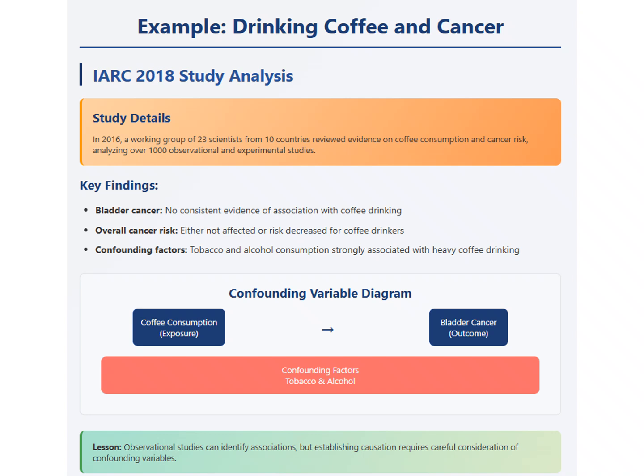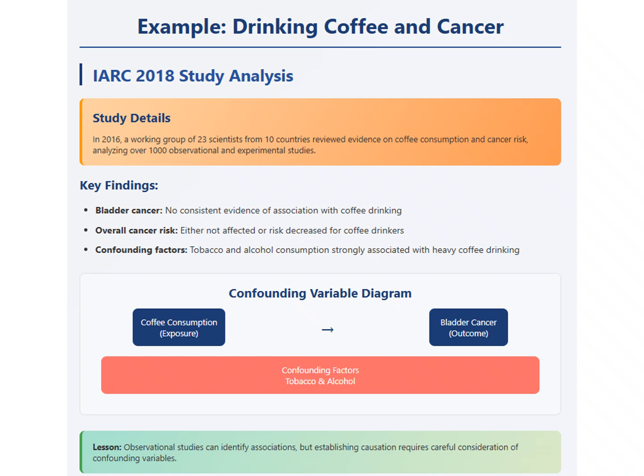Think about it logically. Imagine two groups, heavy coffee drinkers and non-coffee drinkers. If the coffee drinkers smoke more and drink more alcohol, and if smoking and alcohol cause cancer, then the coffee drinkers will have higher cancer rates. But it's not because of the coffee. It's because of the smoking and drinking.